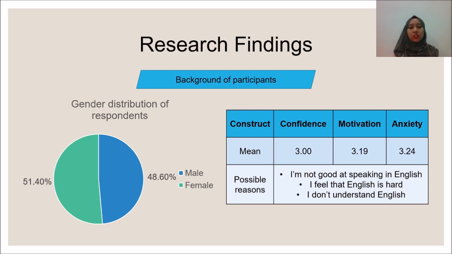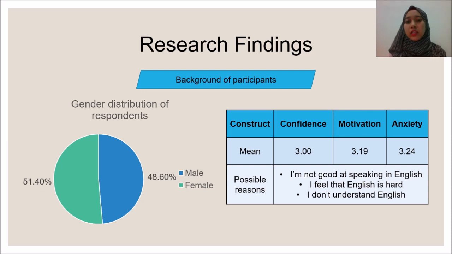Moving on to the next part, which is research findings. First and foremost, let's have a look at the background of participants. On the left side of the screen, you can see the gender distribution of the respondents. 51.4% of the respondents were female, and 48.6% of the respondents were male, for the questionnaire.